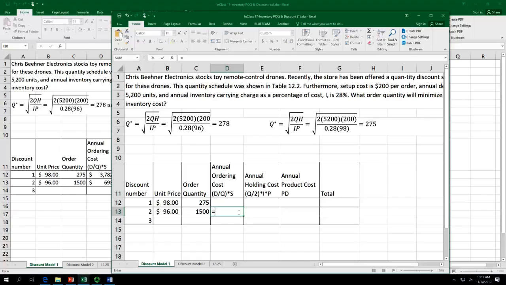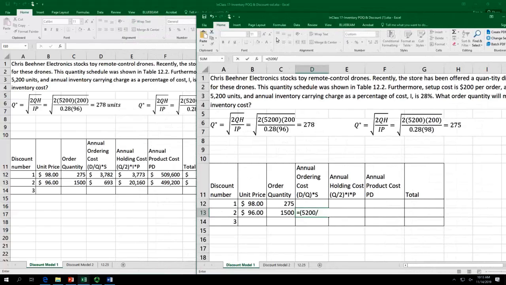So the first one equals, if we order 1500, yearly demand divided by Q. This Q equals 1.5, actually this number, thousand. And then times what? Times your setup cost. Setup cost in this case is 200.